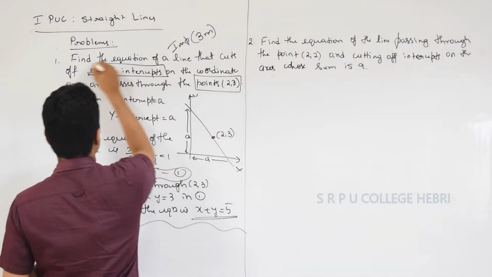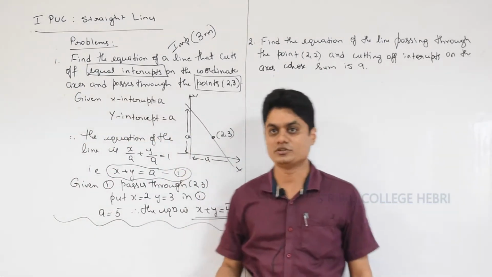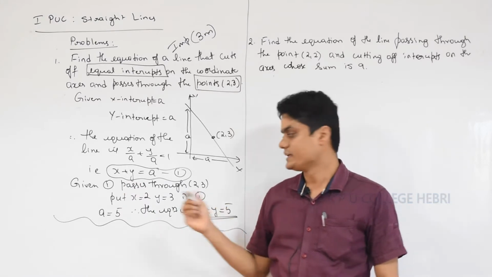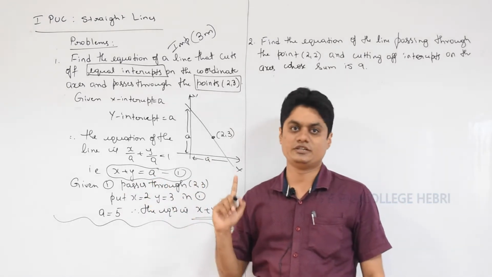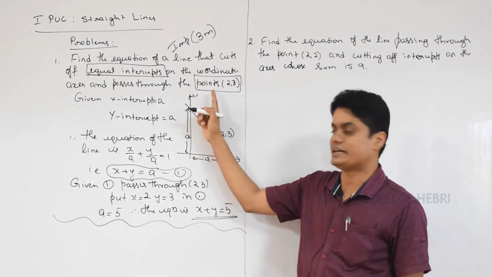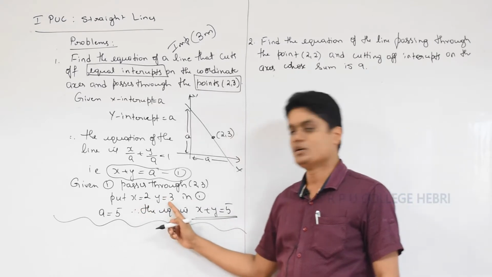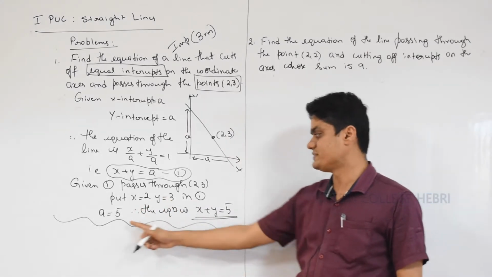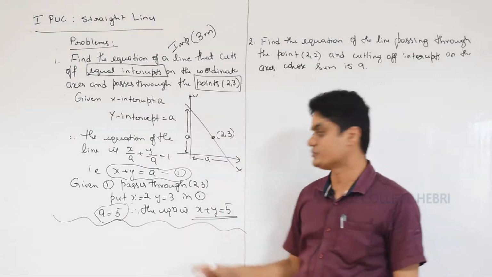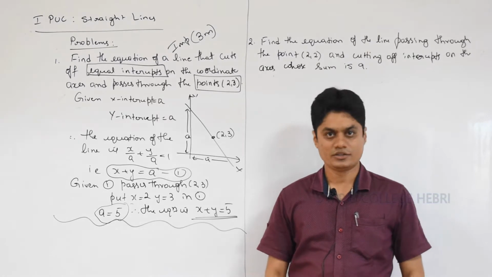Equal intercept means x intercept is equal to y intercept. If x intercept is equal to y intercept, the equation must be x plus y is equal to a. What is the unknown here? a is unknown. How to get that unknown? One more data is given in this question: the line passes through the point (2, 3). So substitute x equal to 2, y equal to 3. We'll get a equal to 5. Because a is equal to 5, the final answer is easy to write, just substitute here and we'll get the answer. Is that clear?